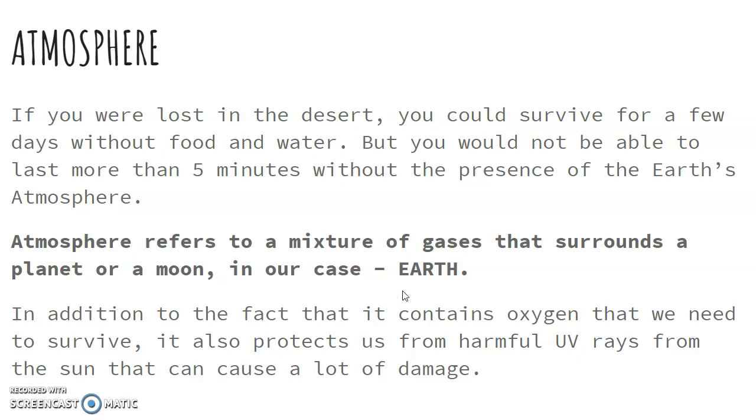Now, we've learned a lot about oxygen in the past few years and how important it is to our survival. Let's look at atmosphere. It's nothing complicated really. Atmosphere is simply a mixture of gases that surrounds a planet or a moon. In our case, we're talking about the Earth, right? So think about it like a blanket that's covering our planet completely, to make sure we are safe and protected.